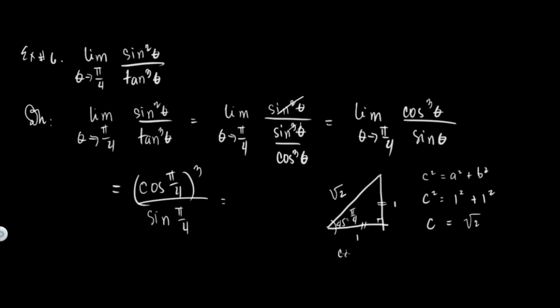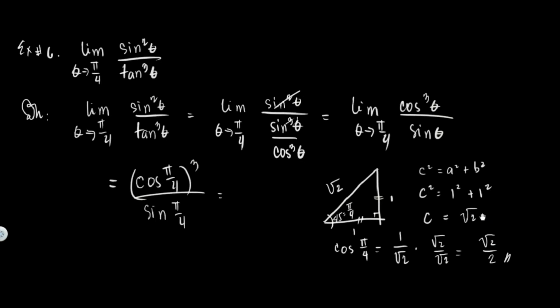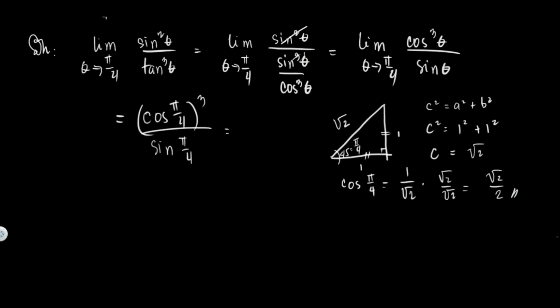Now, what is cosine pi over 4 or cosine 45 degrees? Adjacent over the hypotenuse. So, ang adjacent side natin is 1, hypotenuse is square root of 2. So, multiplied by square root of 2 over square root of 2, walang nabago dyan. 1 lang din ito. Inalis lang natin yung square root sa denominator. So, that is equal to square root of 2 over 2. So, pakitandaan lang tong cosine pi over 4 is square root of 2 over 2.